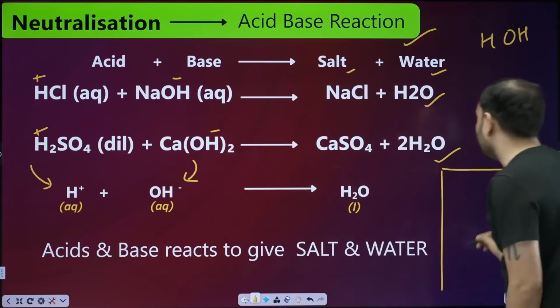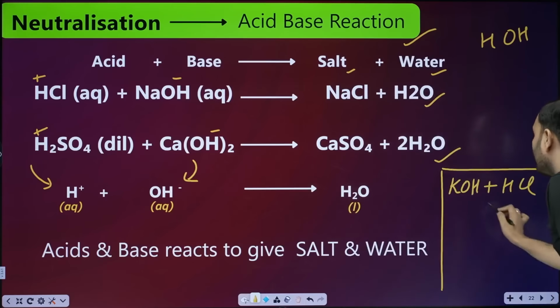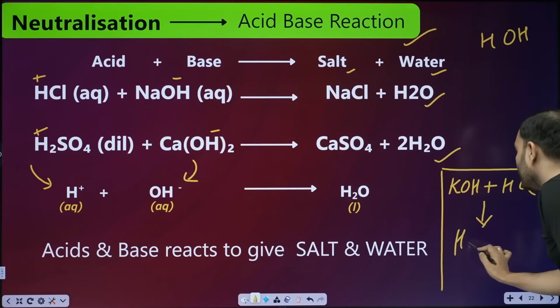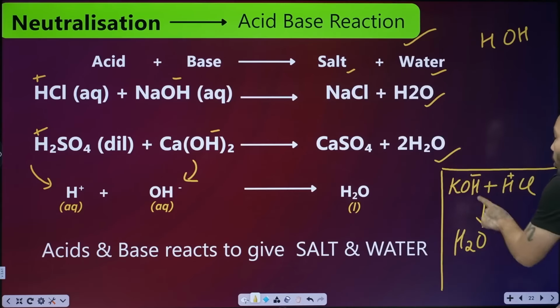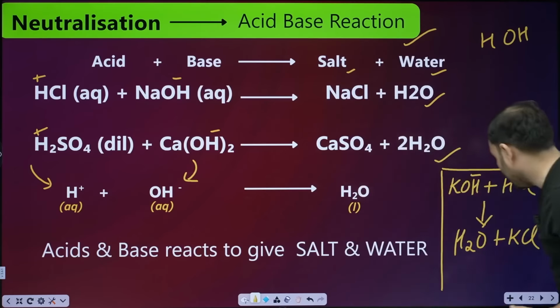Sometimes it is a concept. Like I asked you, KOH plus HCl, what does it become? Base and acid. One product is water, H2O, from OH minus and H plus. And K combines with Cl to form the salt KCl. So water and salt come from acid and base.